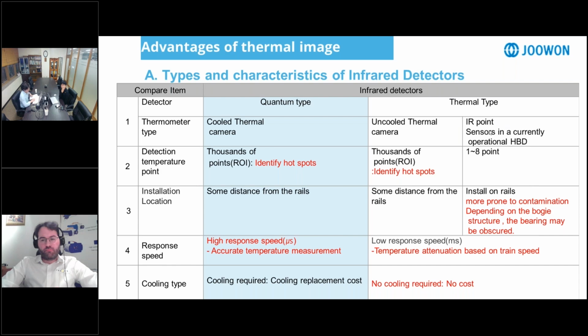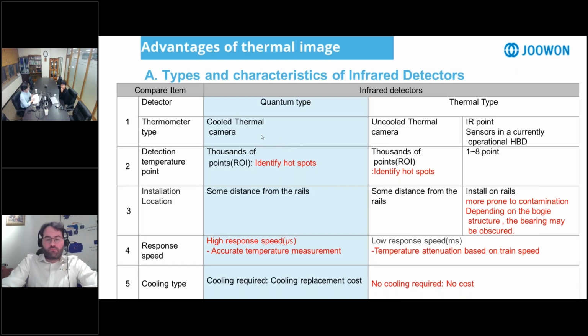Here are the IR point sensors that I showed you before. They have from 1 to 8 points, but 8 points is a little bit expensive, so usually they use 1-point IR sensors. But IR point sensors are very vulnerable to contamination. For example, dust, weather, or leaves all affect the temperature detection. But with a quantum type IR camera, it's much easier to manage and maintain.